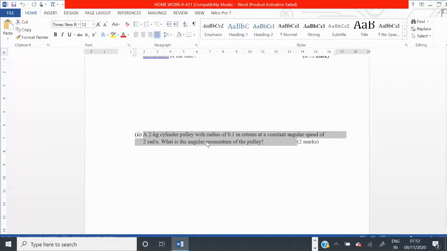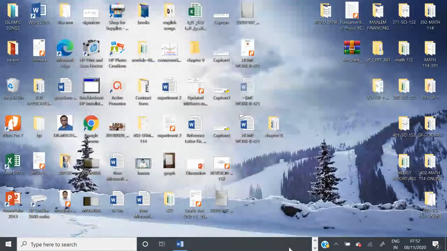Because you are going to calculate the angular momentum. You know the formula for angular momentum: angular momentum L is equal to I omega, but you need the value of I. So you can see in the question, we are just using the cylinder object. So what you have to do? You have to take the cylinder value.